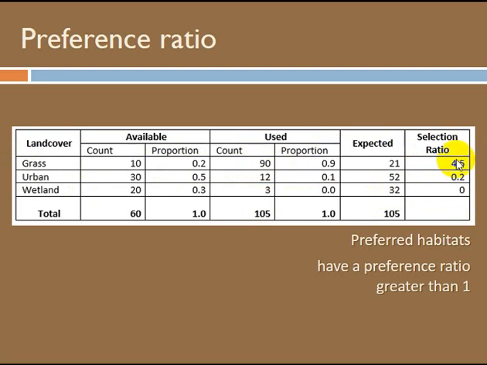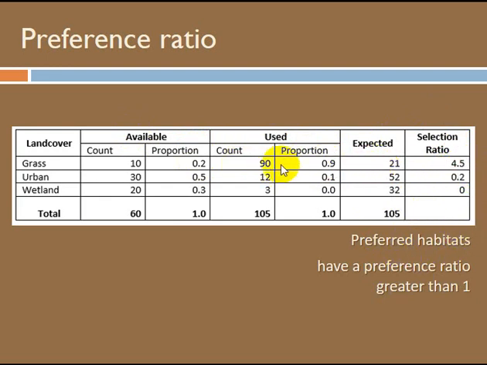And then what you're going to do here, the selection ratio doesn't deal with this as much, but it should reflect the same thing. What you're going to do is divide the proportion of the used by the proportion of the available to get this selection ratio. And any preference ratio greater than 1 means that that's a preferred habitat.